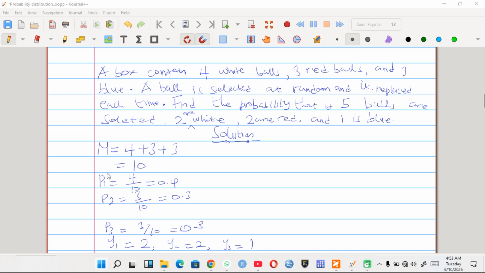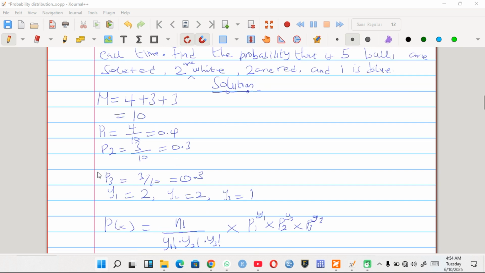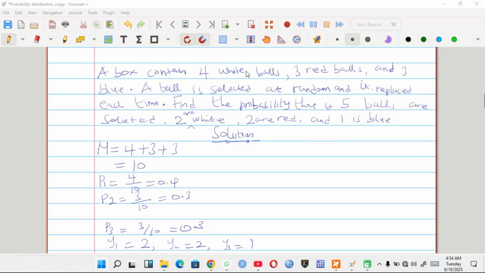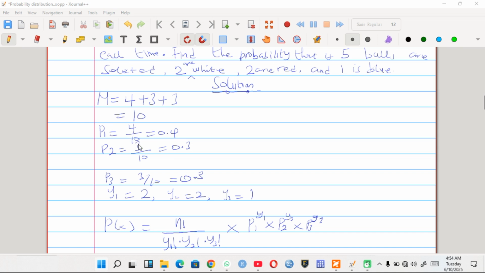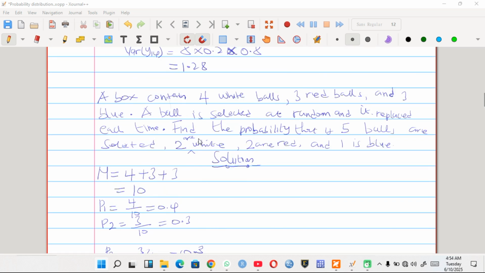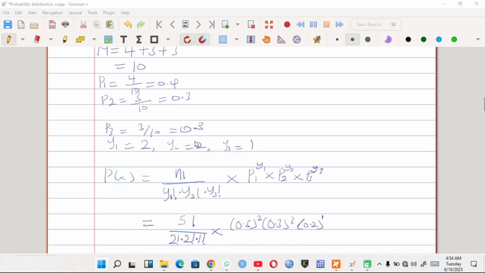For us to get a white ball, that's for the p1, it's going to be the 4 white balls divided by the total balls, which gives us 4 divided by 10, which is 0.4. And then for the p2, we have 3 red balls divided by the total balls, which is 3 divided by 10, which is 0.3. And then the p3 will be the 3 blue balls that we have, so that will be 3 divided by 10, which is equal to 0.3. And then our y's were given inside the question. That is 2 for the white, 2 for the red, and 1 for the blue, as you can see nicely here.